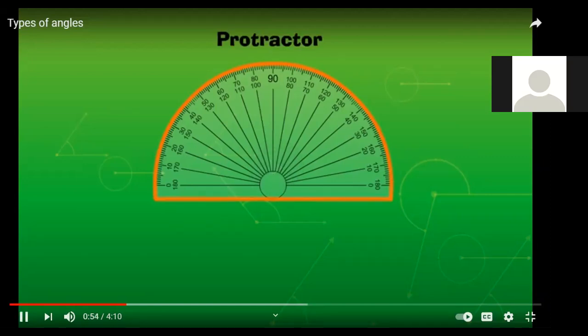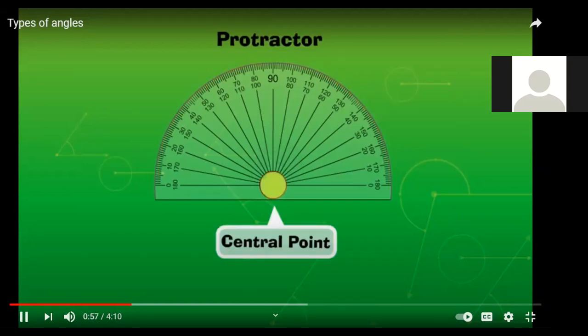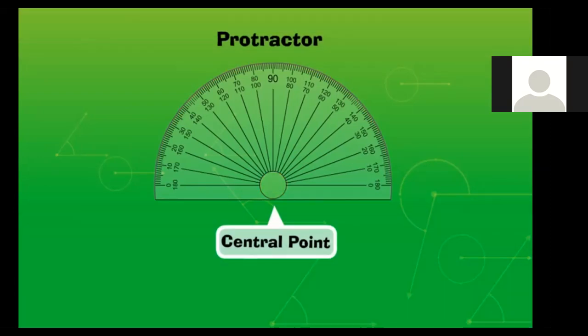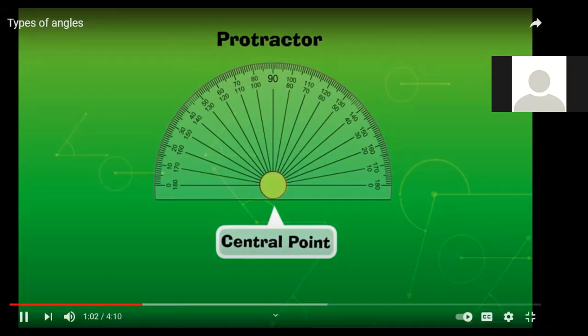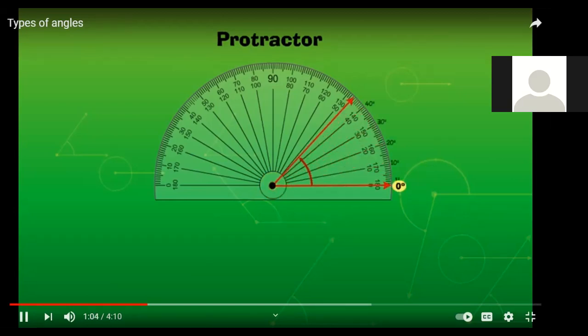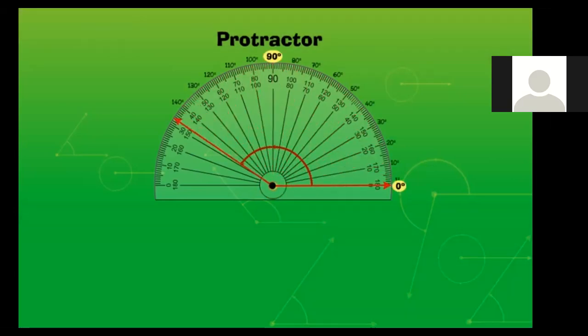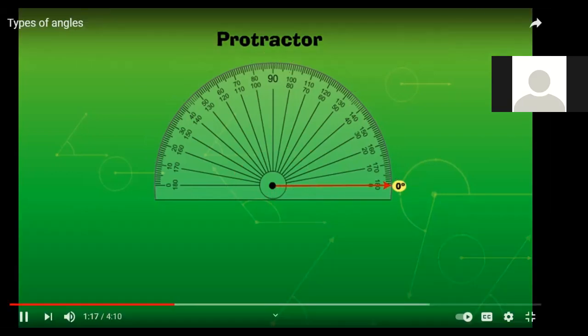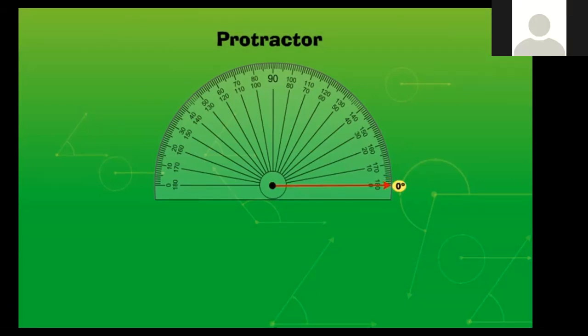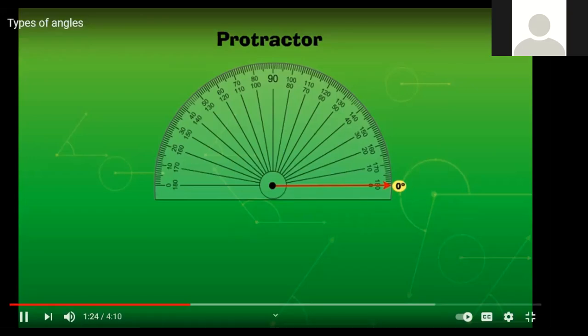It is in the shape of a semicircle. The midpoint of its horizontal edge is called its central point. The angle at the center is divided into 180 equal small divisions. A complete turn is divided into 360 equal parts. Each of these parts is called a degree, denoted by 1 degree. As you can see, the arms of the angle can take any position, say 30 degrees, 40 degrees.